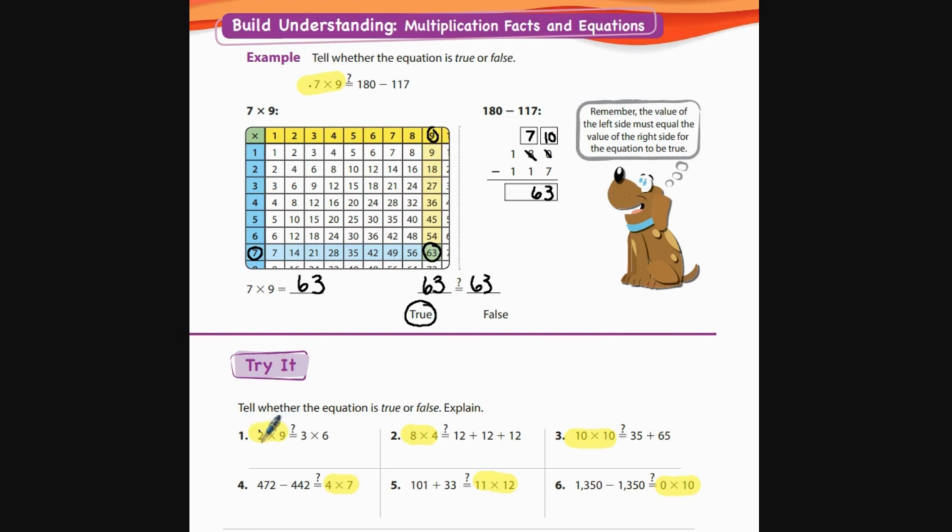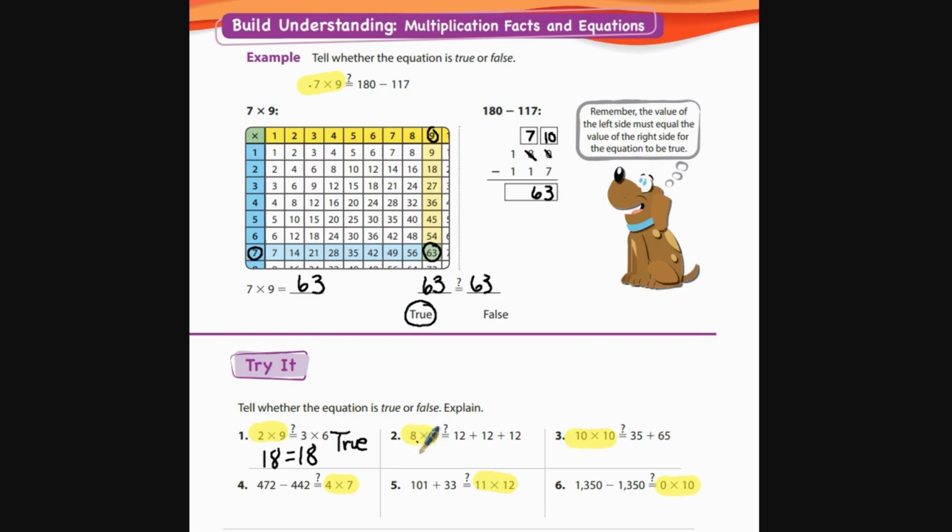Right. So let's do multiplication first. 2 times 9. We know that if I have 9 and I double 9, that gives me 18. So I'm going to put 18 right here. Equals. Well, let's see. 3 times 6 is also 18. Is 18 equal to 18? Are these two the same number? They are. So we're going to make it T-R-U-E. In other words, we're going to name it true. It is a true equation. They are truly equal to each other.